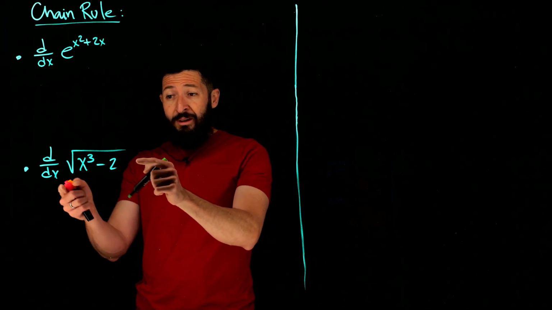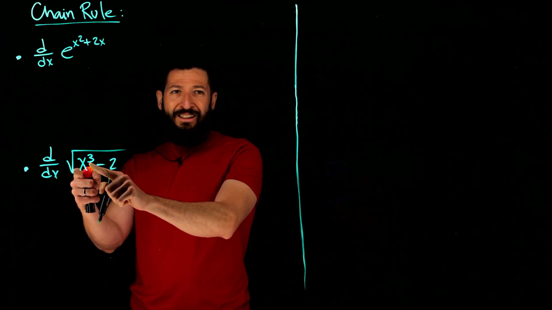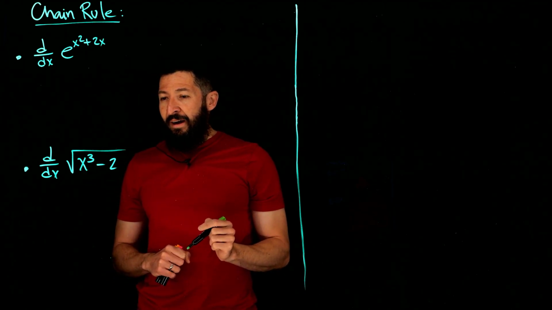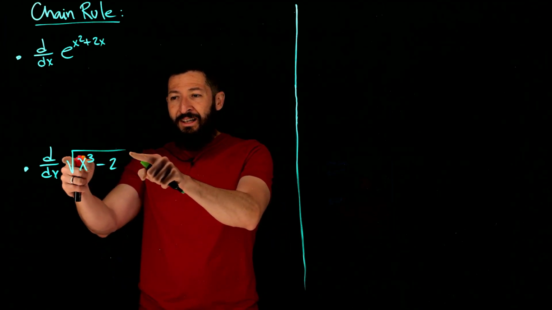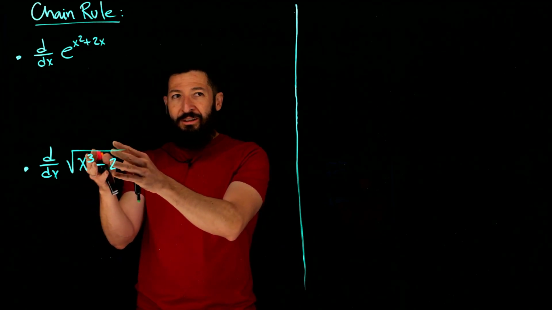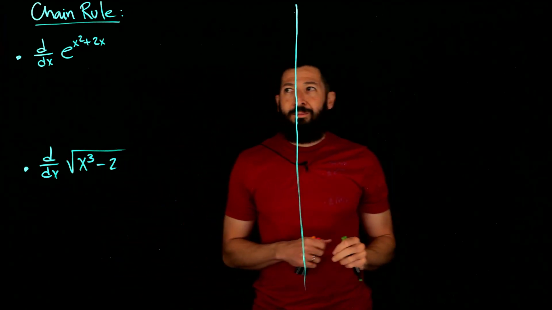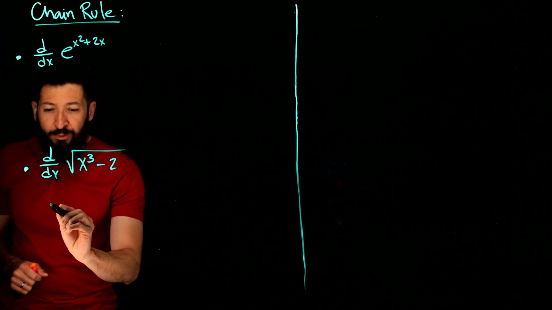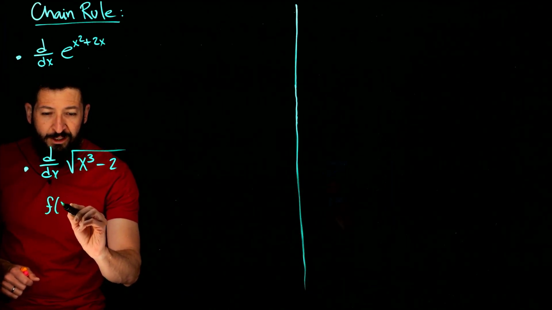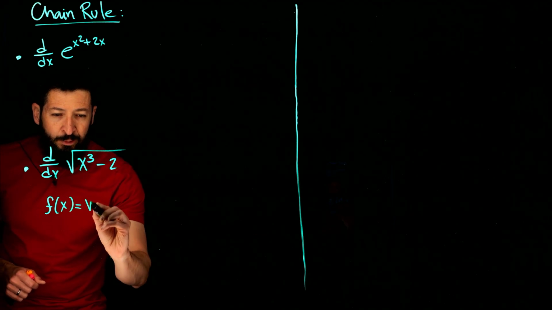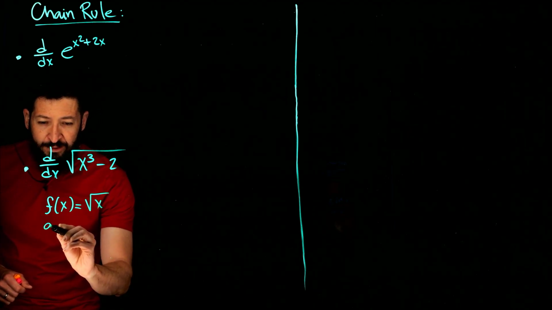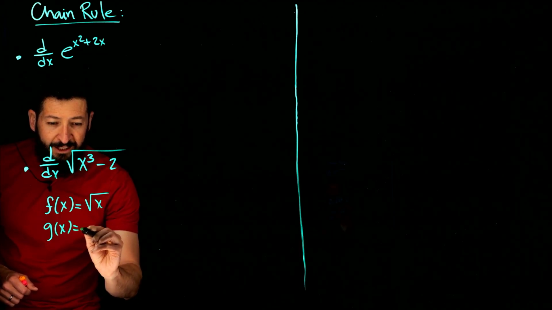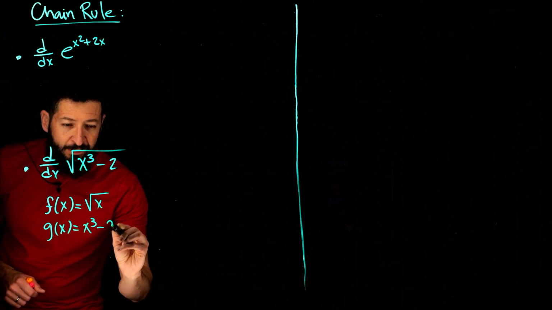And please do not think about, well, I just take the square root of x cubed and the derivative of 2 separately, because you cannot separate the square root. So that's not a possibility. So what is happening here is that this corresponds to a composition of two functions. One function will be the square root of x, and another function will be the x cubed minus 2.